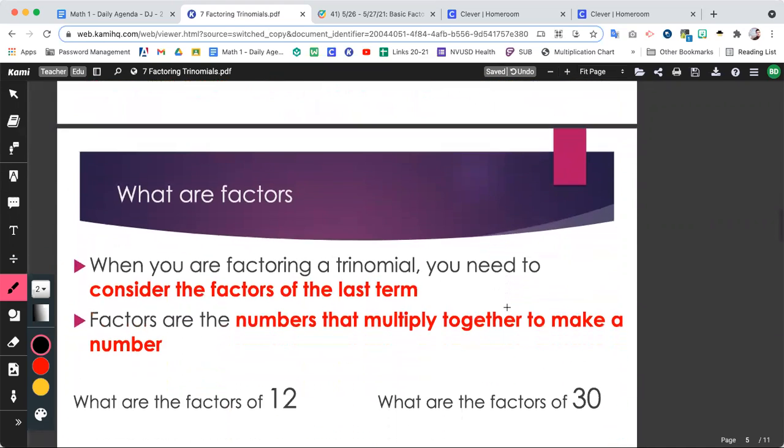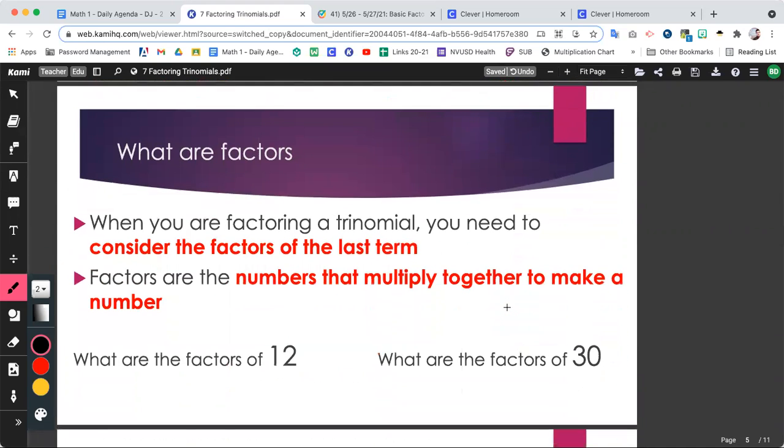When we factor, we have to consider the factors of our last term. Now, a factor is just 2 numbers that multiply together to make that number. Okay, super simple as long as you know your multiplication tables. If you don't know your multiplication tables, now is going to be a really good time to open up a separate tab, make sure you have a multiplication table open so you can use it. Okay, so for example, what are 2 numbers that multiply to give me 12? I need all the options.